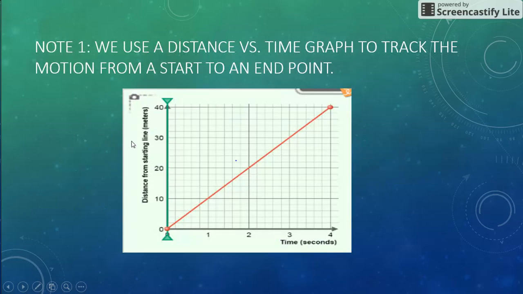Note number 1, we use a distance versus time graph to track the motion of an object from a start to an endpoint. So I know that if I have my distance versus time graph, I'm tracking the motion from where it starts to where it ends.